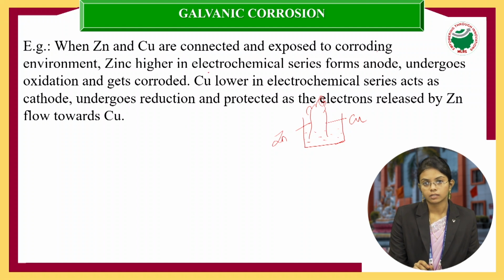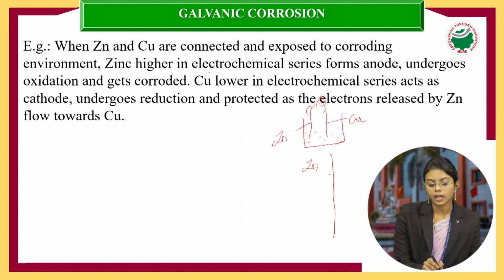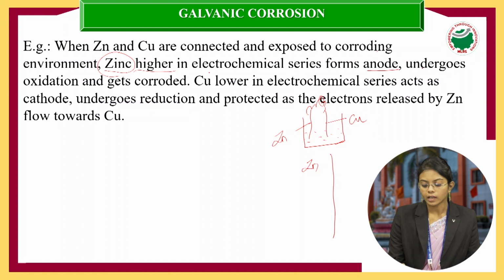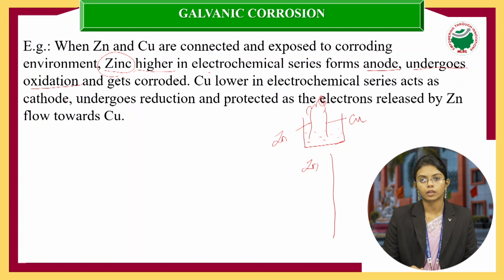zinc, when you observe the electrochemical series, zinc will be placed at the top, higher in the electrochemical series. What we discussed in the previous slide is that the metals in a higher position in the electrochemical series will act as the anode. So in the higher place, who is there? Zinc metal is there. So now zinc metal will act as your anode, and obviously it will undergo the oxidation process and get corroded.